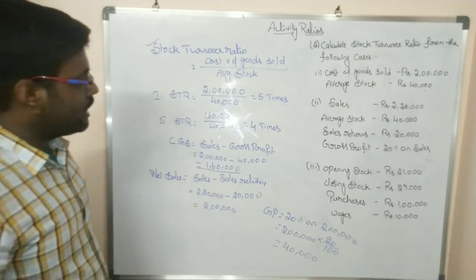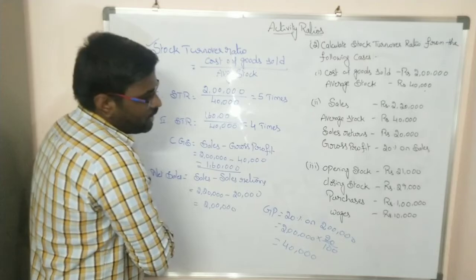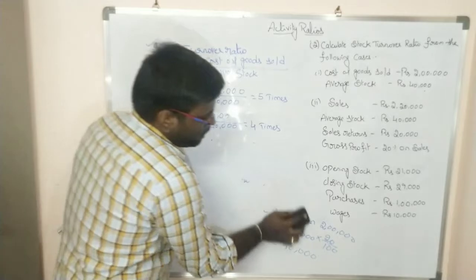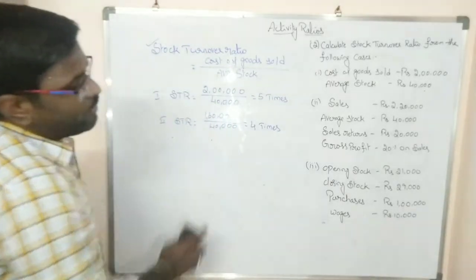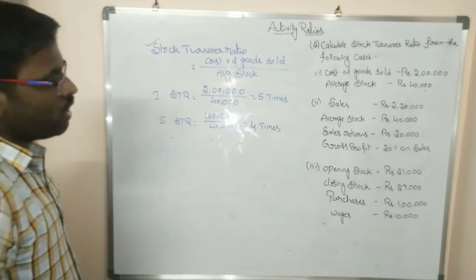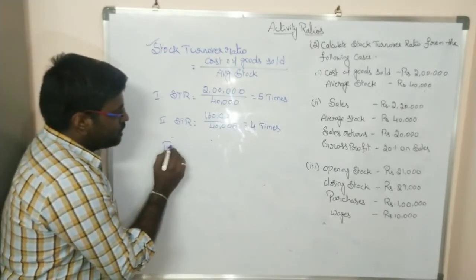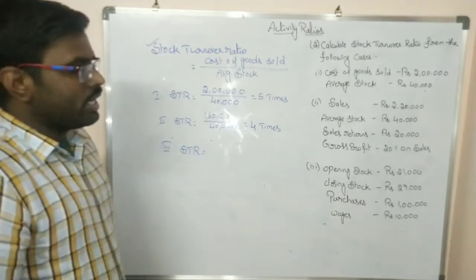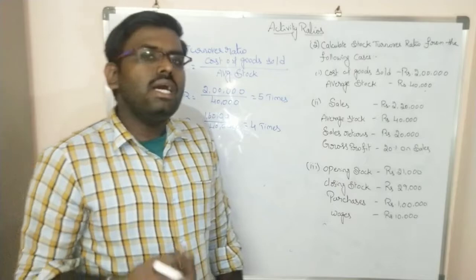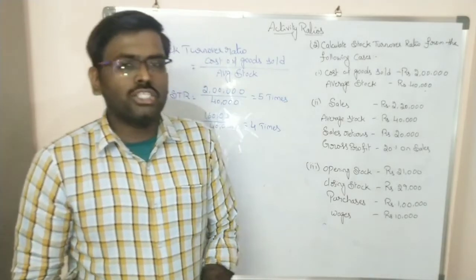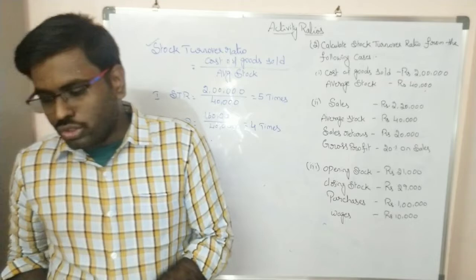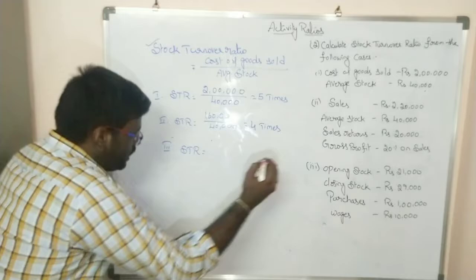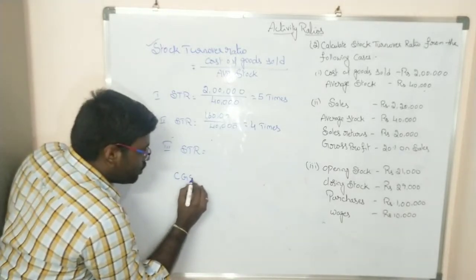Now you should go for calculating the stock turnover ratio in the third case. In the third case, they have provided the information of opening stock, closing stock, purchases and wages. With that information you should calculate the stock turnover ratio. Again, here they have not given the cost of goods sold as well as the average stock, so you should calculate those two things. Let us see how to calculate them. First we will calculate the cost of goods sold.